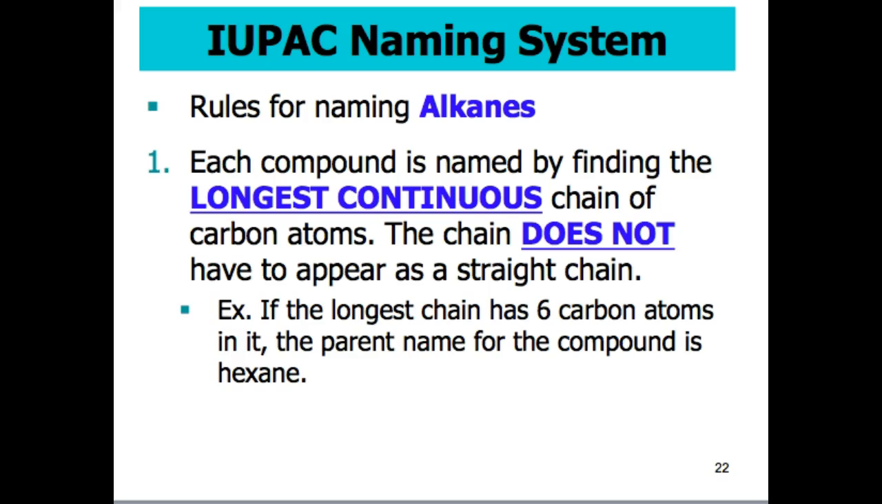The compounds are named by finding the longest continuous chain of carbon atoms. The chain doesn't have to be a straight chain, meaning that it can go out and then it can bend down, but as long as it's continuous, that's going to be where we find the parent name. So for example, if the longest chain has 6 carbons in a row, that's going to be hexane.